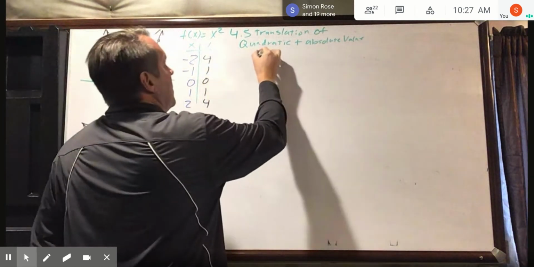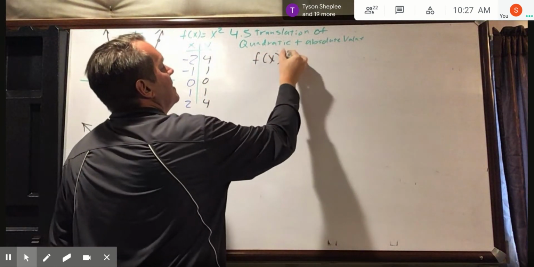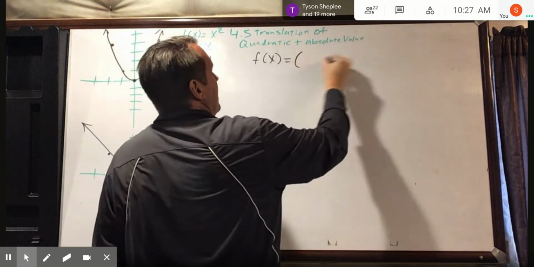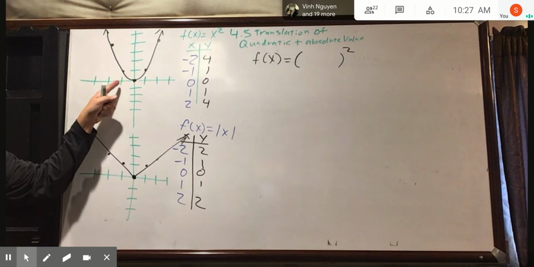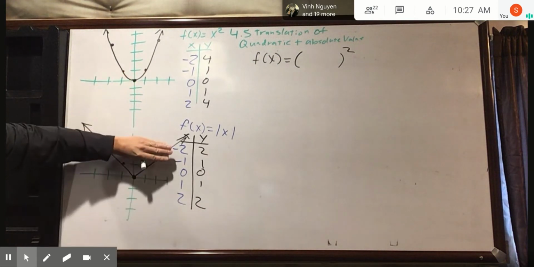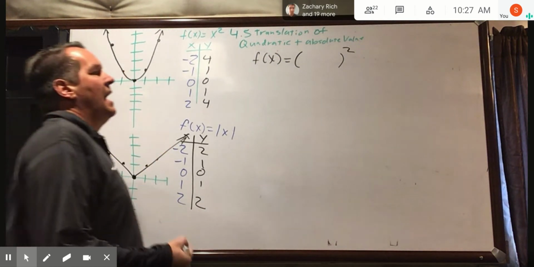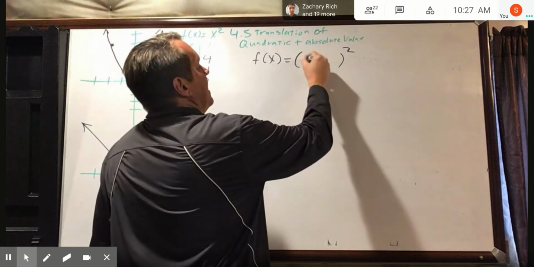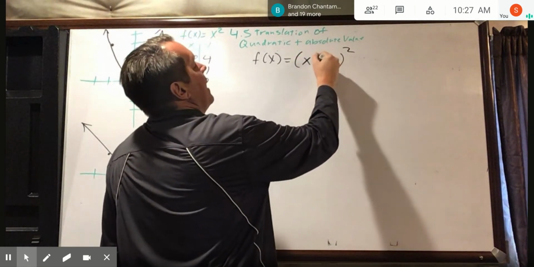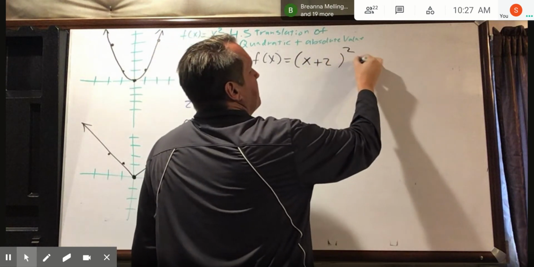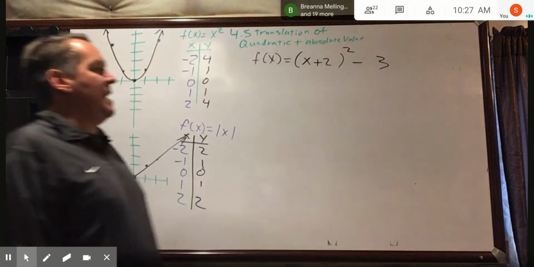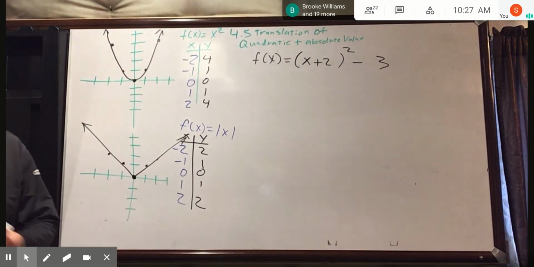Let's do this. Let's go f of x equals parentheses squared. So that's telling us we're going to take this graph and we're going to do something with this one. We're going to ignore the absolute value for a few minutes. Let's go f of x, plus 2, minus 3. F of x equals the square root, or absolute, the quantity x plus 2 squared minus 3.